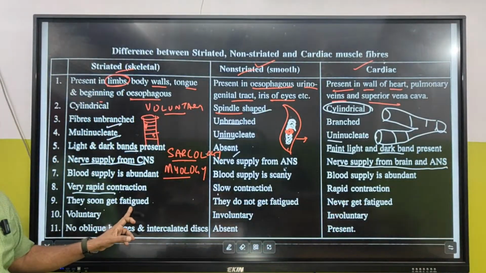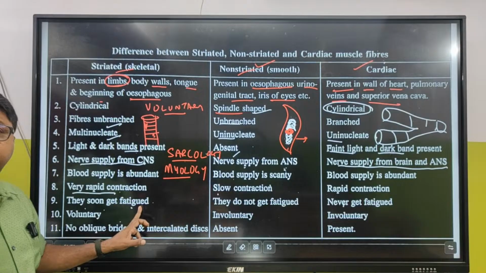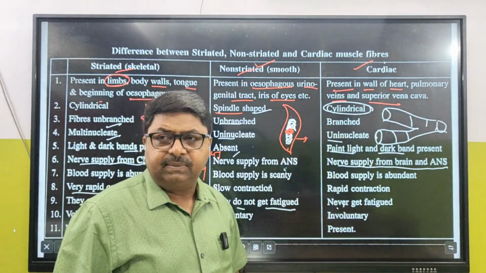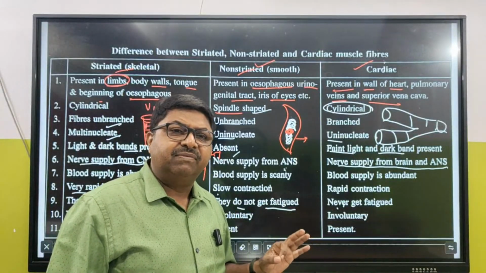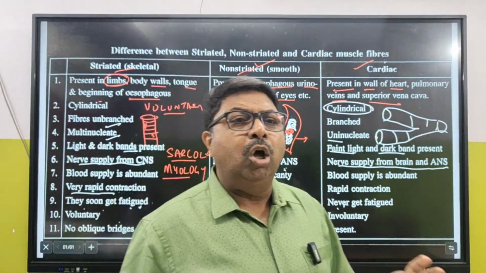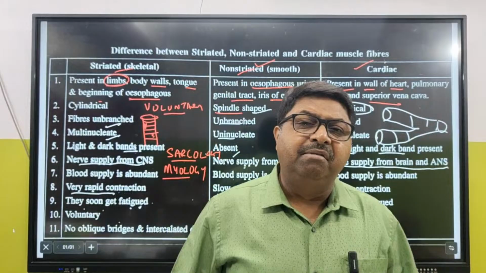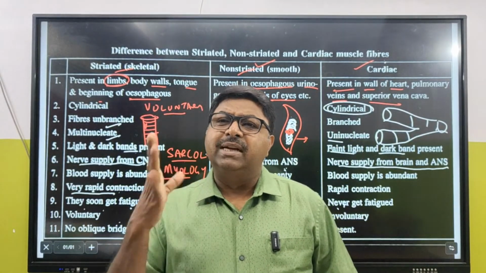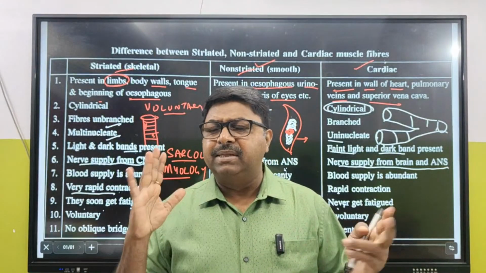Skeletal muscles soon get fatigued. Why? Because their refractory period is very short. Cardiac muscles never get fatigued. Why? Because they have the longest refractory period. What is the refractory period? The moment the muscle contracts, it takes up ATP. That means ATP is gone.